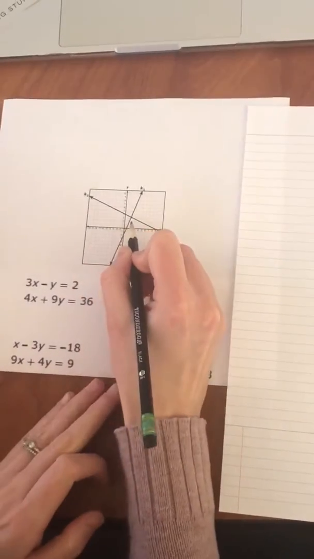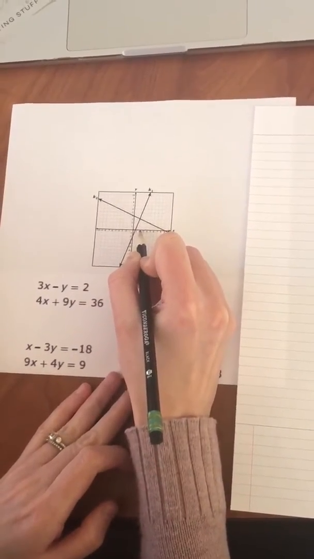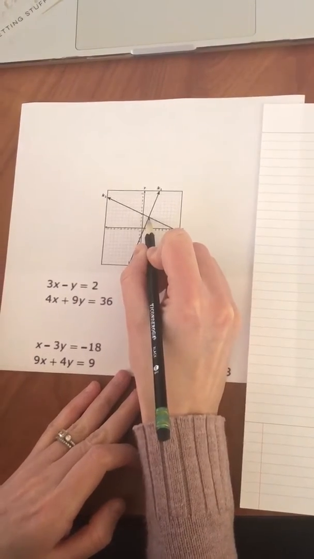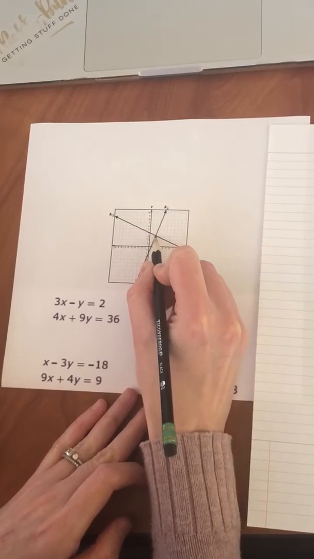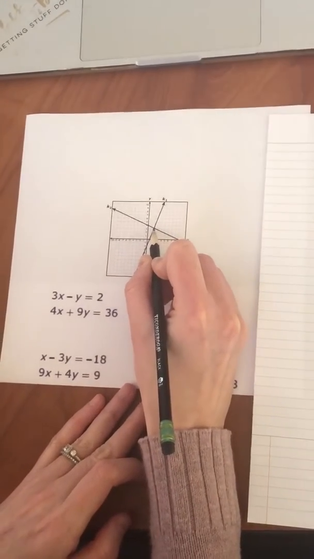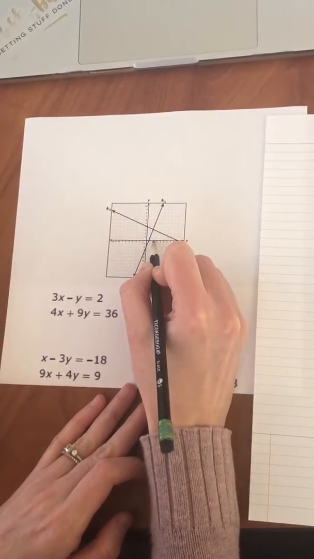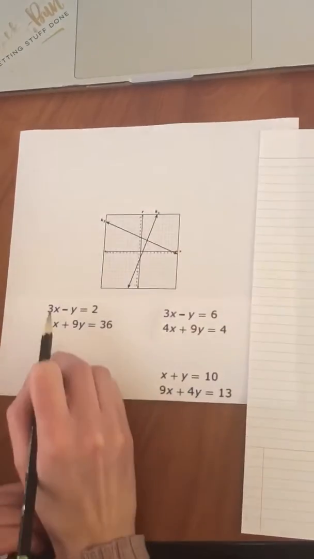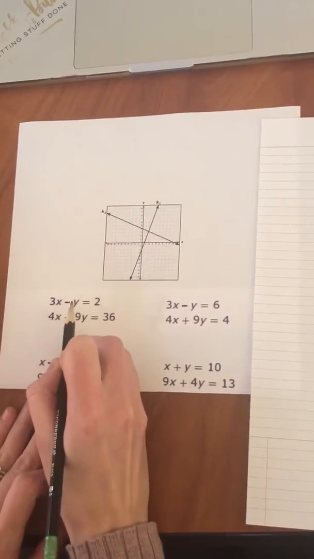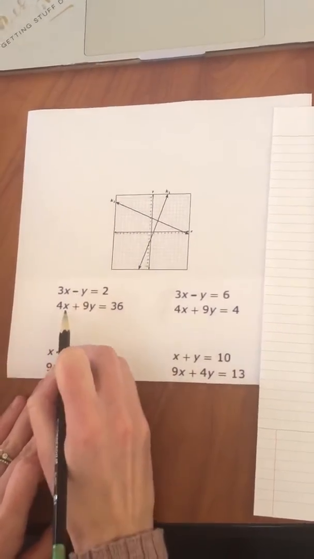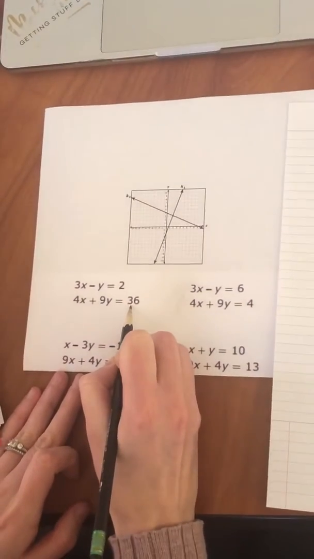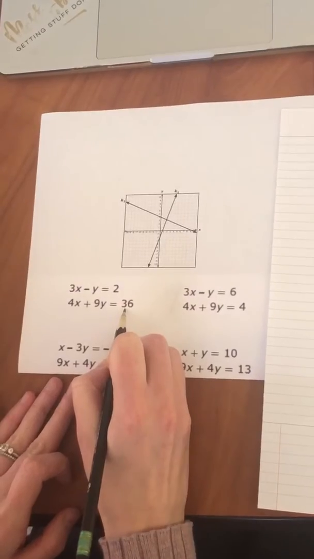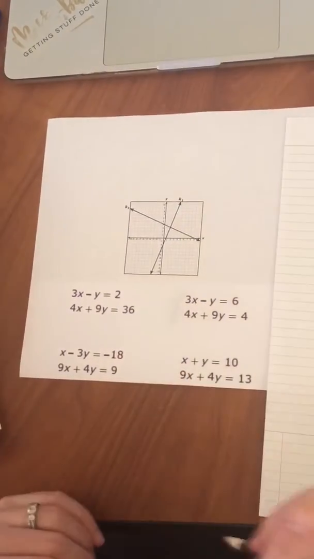So I could find the solution. It looks like it's about 2, 3, but it's a little bit off. It's not exactly 2, 3. So I actually need to write the equation. If it were exactly 2, 3, I could plug in 2 for x and 3 for y into both of the equations and check that it equals what's given. But again, these are not exact, so I'm going to walk you through the process of writing the equation.